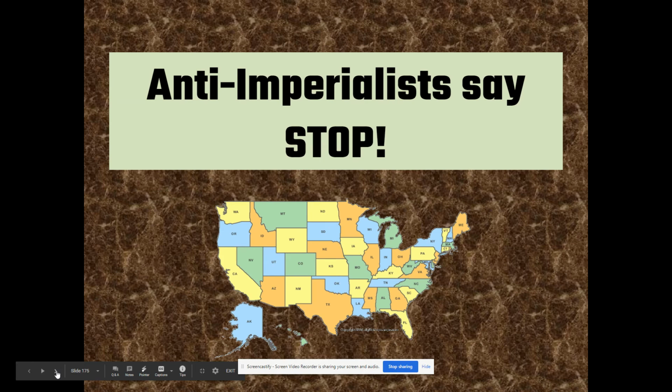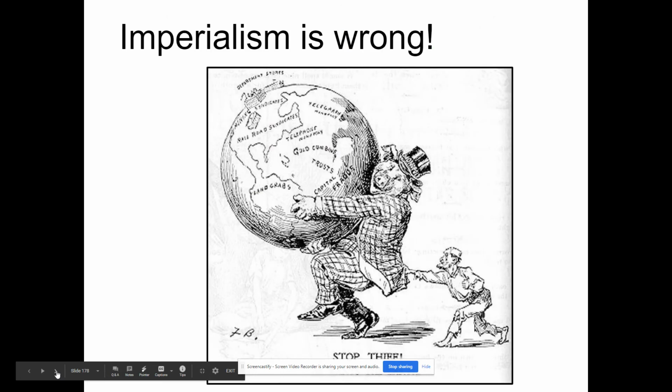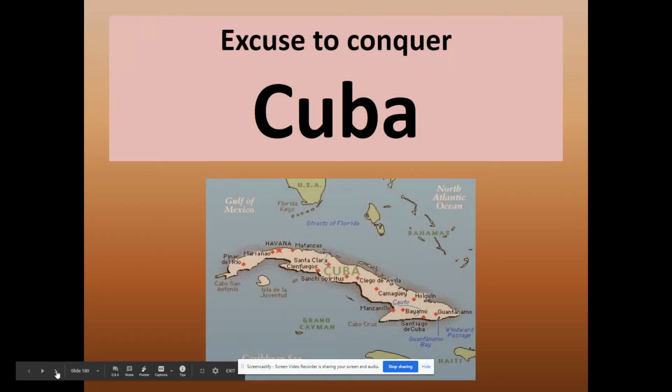Those are all great reasons, but it's not happening. Anti-imperialist arguments, people that were against imperialism. We should not go to war because imperialism is wrong, beating up Spain and taking their stuff. No, we should mind our own business, stay in our own country. It's just wrong taking from others. This war isn't about freedom or helping the Cubans, which the imperialists kept talking about. Fake arguments.